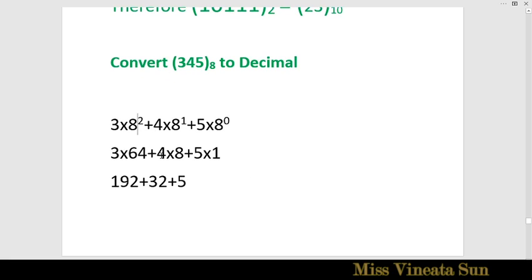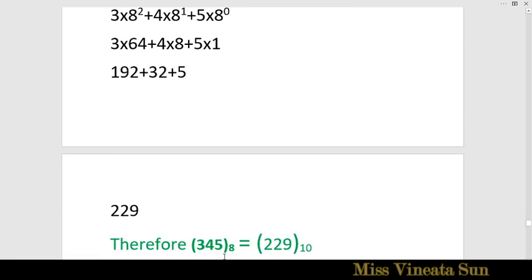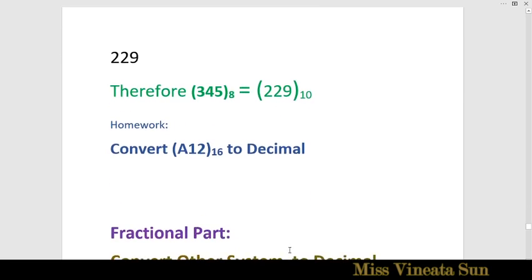As I've said, 8 to the power of 0 will always give you 1, and the rest you can always calculate. 8 to the power of 2 is 8 into 8, which is 64. 8 to the power of 1 is 8, and 8 to the power of 0 is 1. Then you get 3 into 64, which is 192. Then you add 4 into 8, which is 32. Then 5 into 1 is 5. Hence you get the number 229. Therefore 345 in base 8 is equal to 229, right?